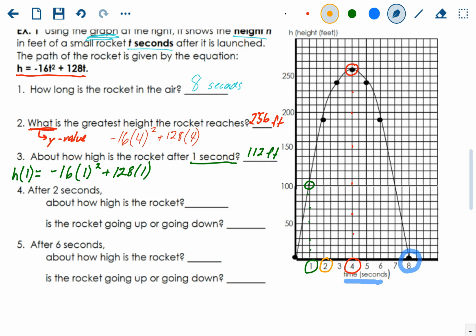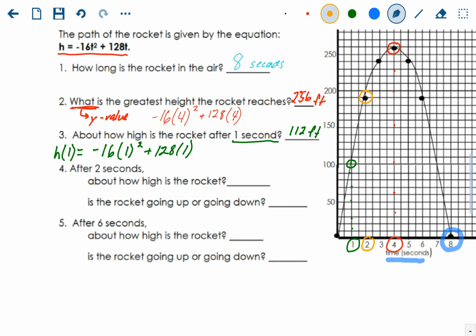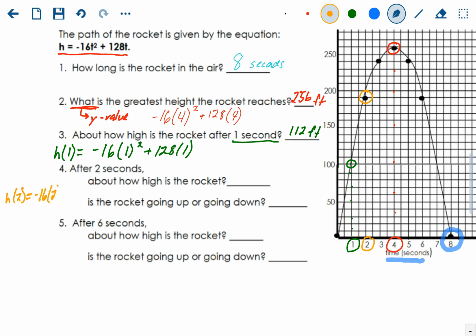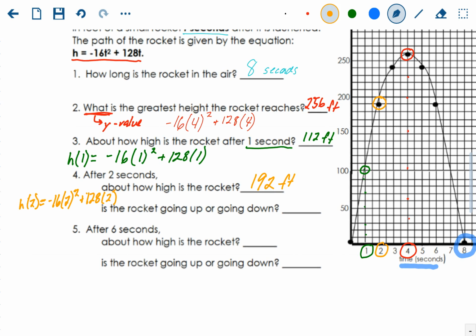Same thing, 2 seconds. If you have a time and you need to figure out height, you're going to plug it in. So this one looks like it's a little under 200. We could figure that out for certain by plugging in 2 into the equation. Plug in 2, and we get 192 feet, which again is below 200.